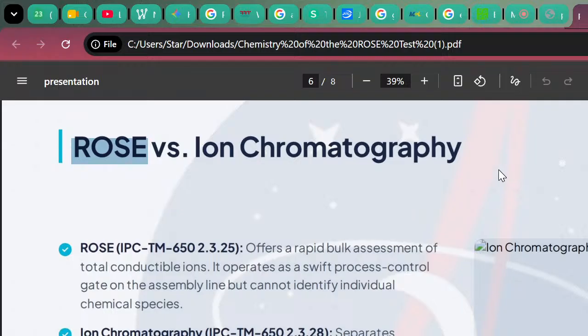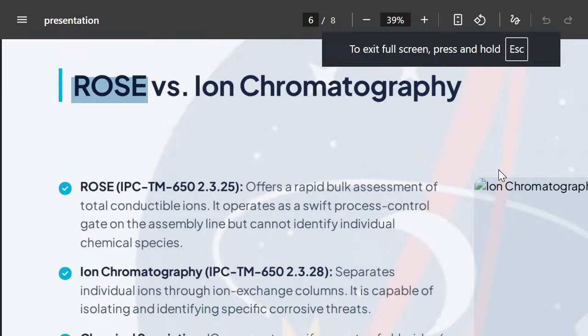So this is a brief intro about the ROS test. If you want to explore more information about resistivity of solvent extraction, why is it called ROS? That is very essential, right? If I don't tell you why it is called the ROS test, and just say we use isopropyl alcohol, it is used to determine ionic contaminants.